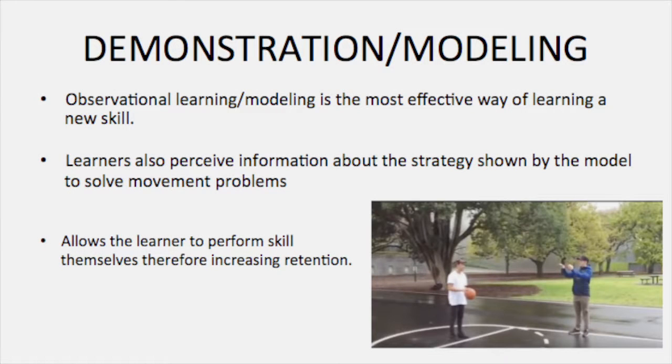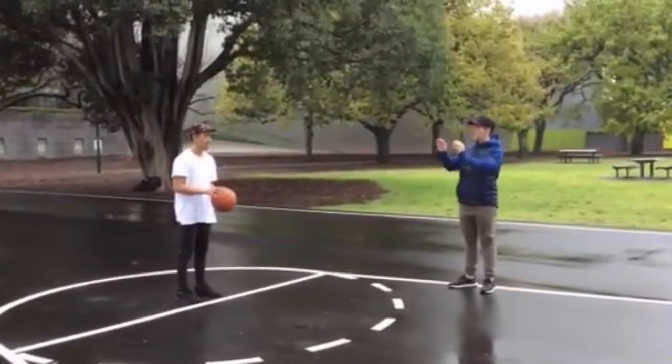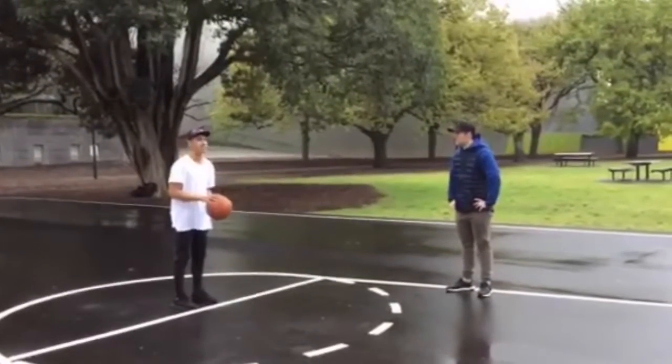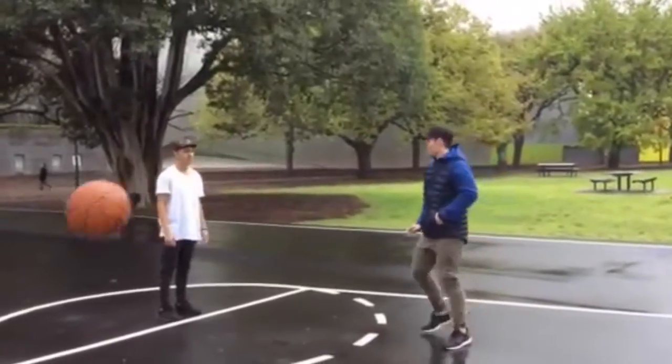Communication will help learn the skill, but demonstration can help the learner to enhance the skill. Observational learning or modeling is said to be the most effective way of learning a new skill, especially at the cognitive stage. This is because the visual system is capable of automatically processing the observed movement in a way that constrains the motor control system to act accordingly. Furthermore, learners are able to perceive information about the strategies shown by the model to solve movement problems, therefore engaging the learner in more active problem solving.